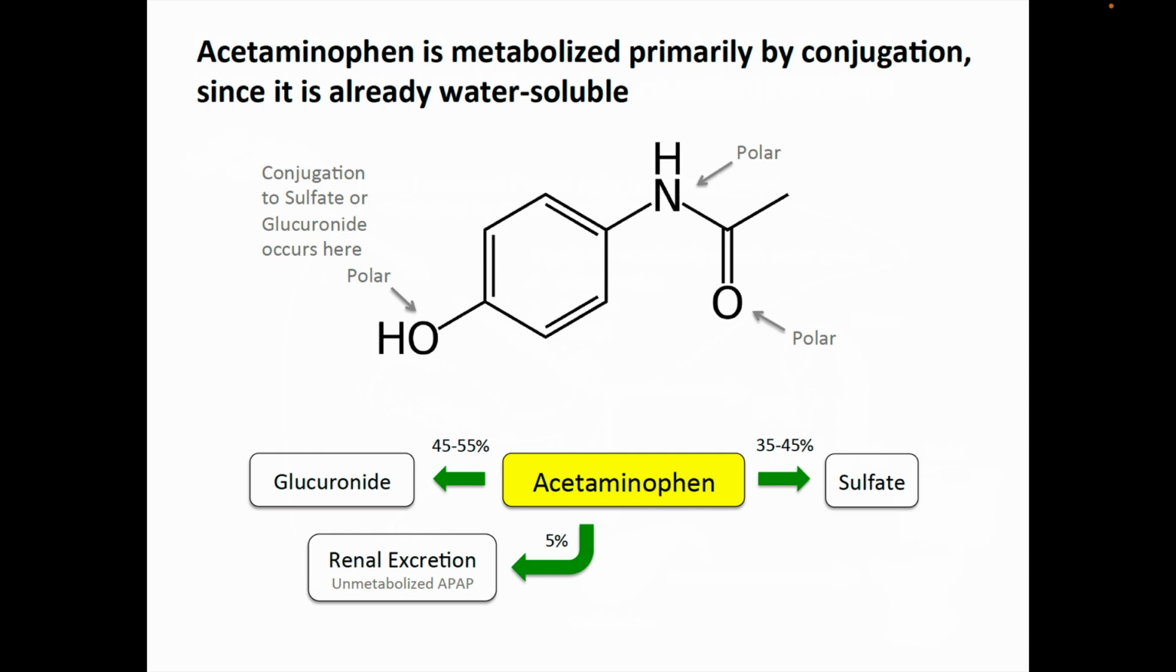If you take a look back at the structure of acetaminophen, you see that it already has several polar functional groups on it, so it doesn't really need to undergo phase 1 reactions. In fact, most of the acetaminophen gets metabolized by glucuronidation or sulfation, although some small percent can be directly eliminated in the urine unmetabolized, and everything is good so far.